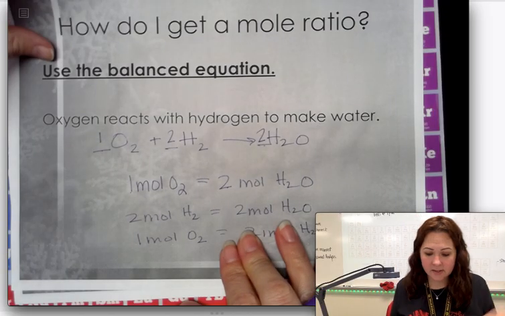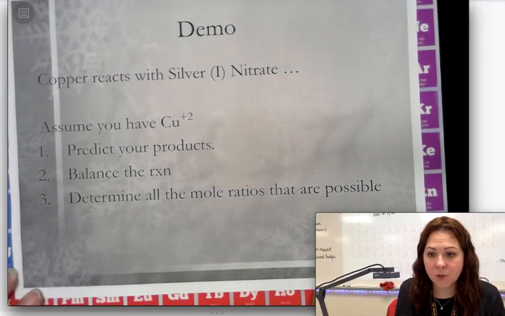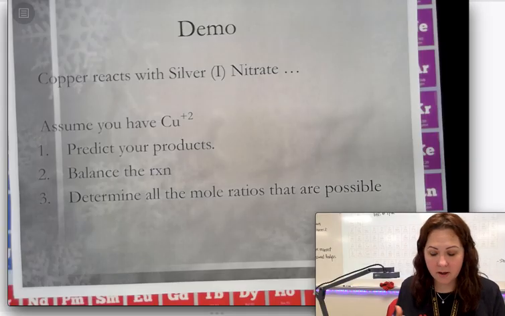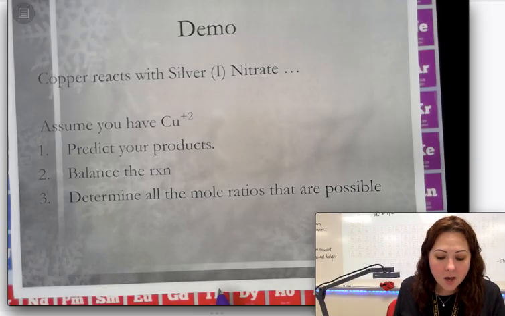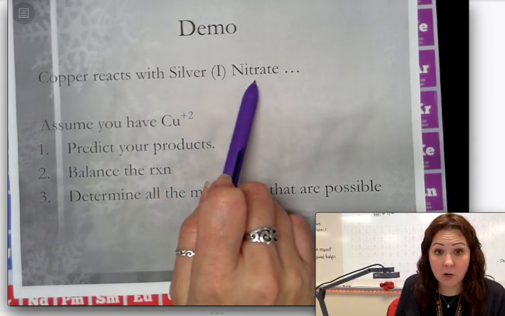I do have a second example here. In class, we'll do a demonstration with silver 1 nitrate. I'll put pictures in your notes here, but you won't have it, obviously, while I'm doing these problems. Where it says copper reacts with silver 1 nitrate. We need to predict our products.